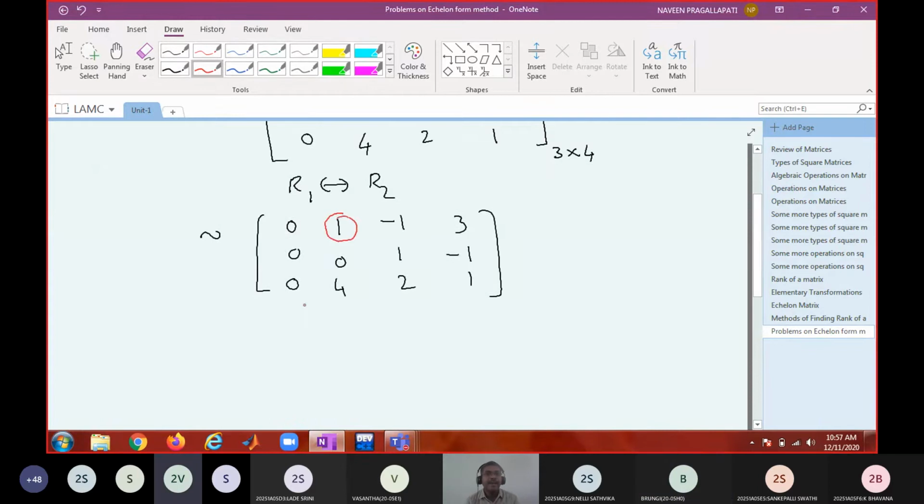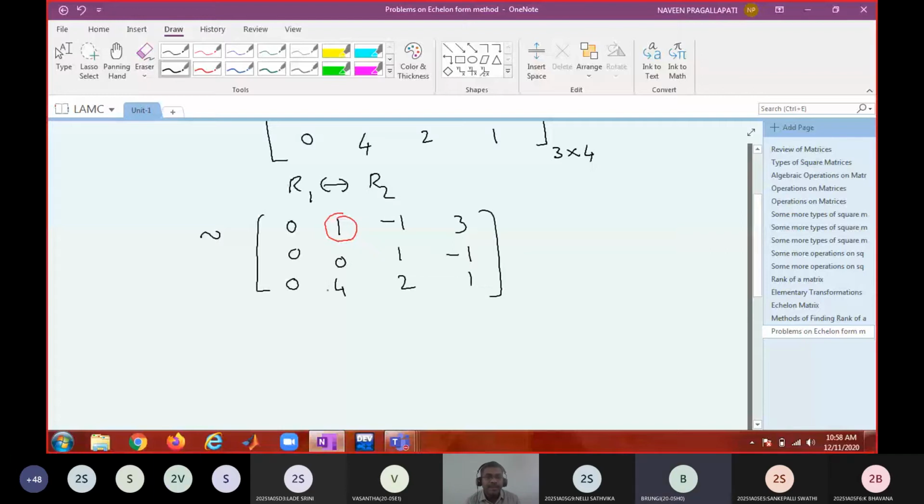1. Round it. Whenever you identify the pivot element, immediately round it. Once you round the pivot, what is your next task? Below that, everything should be 0. So which entry is to be made 0? The 4. The third row, second column position must be made 0. So what is the row operation that you are going to apply? R3 gets R3 minus 4 R1. Then what will be the matrix?